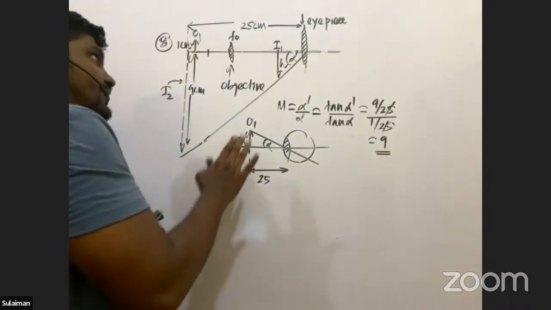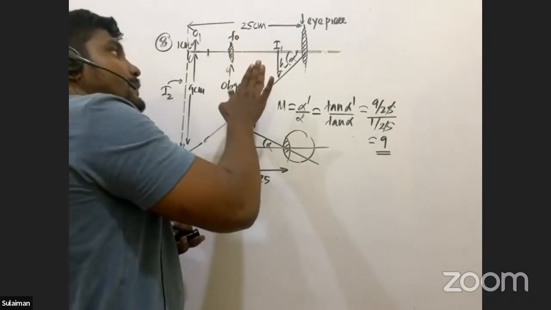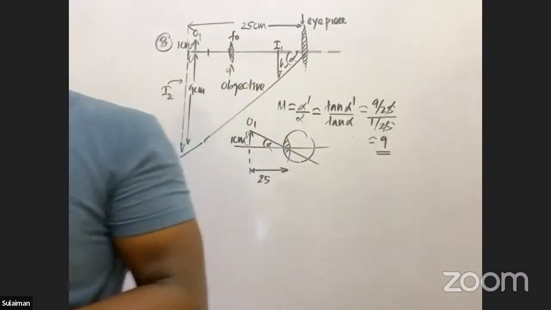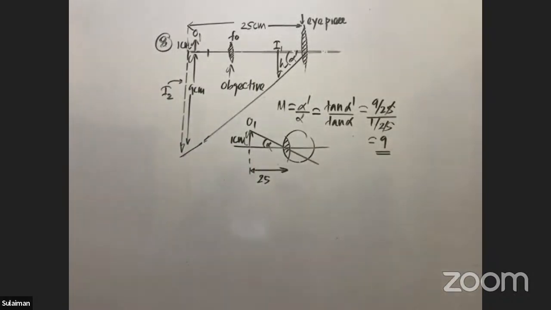So the angular magnification of this compound microscope on a normal adjustment is 9. Hands up, who understood what I explained? Understood?